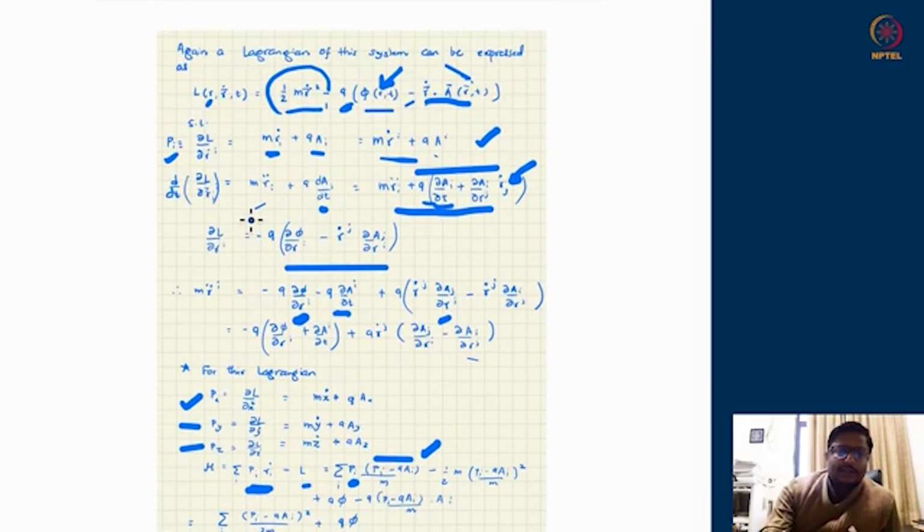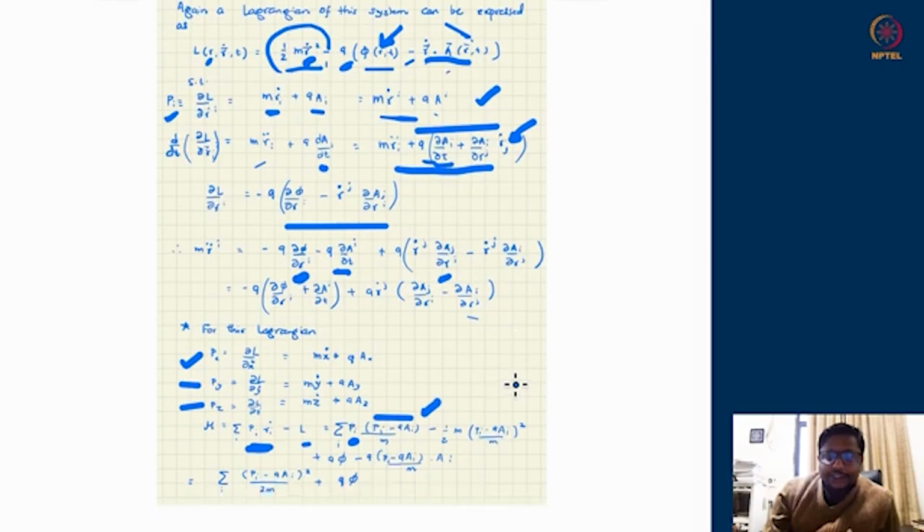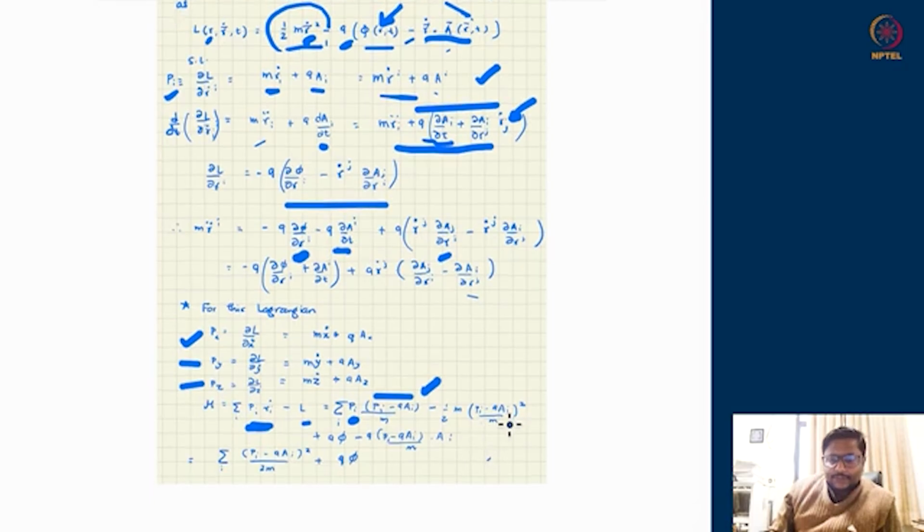And the Lagrangian also had dots in it. Remember, the Lagrangian had two places where dots were appearing, one in the kinetic term and one in the potential term. So that's what I do. All the dots I replace with Pi minus QAi upon m. So the first term becomes the square of this, because this was r dot square, and the second term was just r dot times Ai. So this r dot is just q times Pi minus QAi upon m times Ai. Okay, so let me clean it up once we have understood where the terms are coming from.